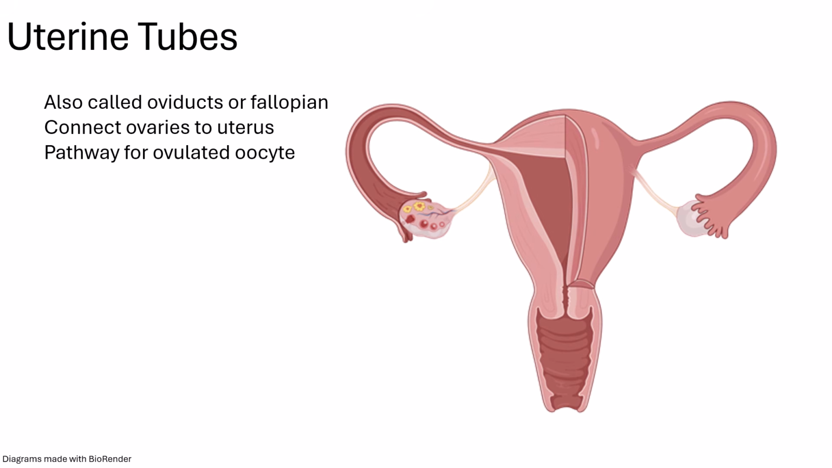The uterine tubes are also known as oviducts or fallopian tubes. They're paired structures that extend from the fundus of the uterus toward the ovaries. These tubes serve as the conduit through which an ovulated oocyte will travel from the ovary to the uterus. The primary function of the uterine tube is to provide a pathway, but it's also where fertilization might occur.